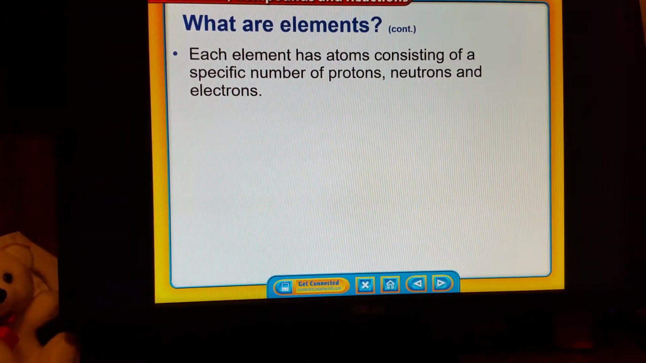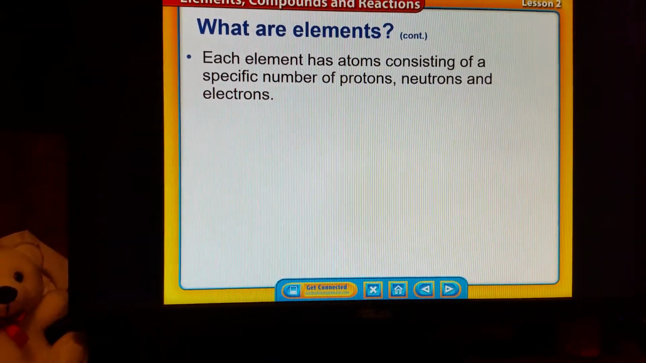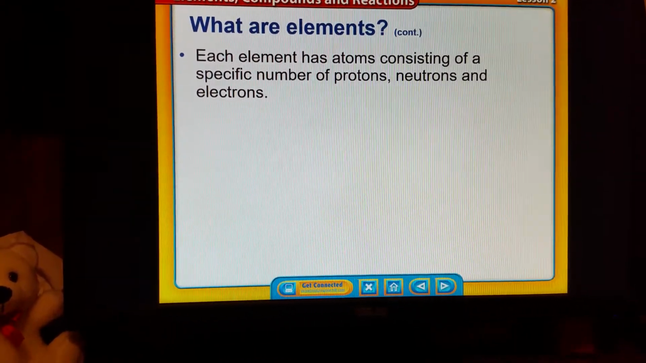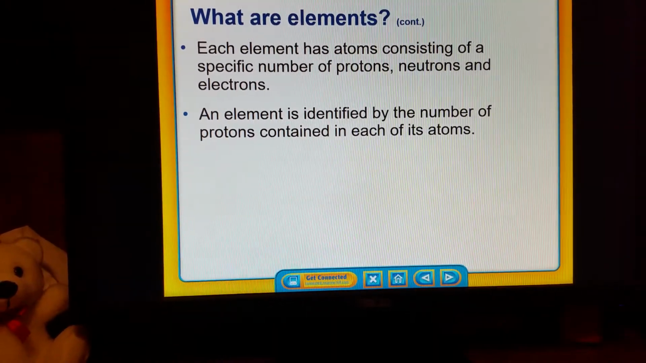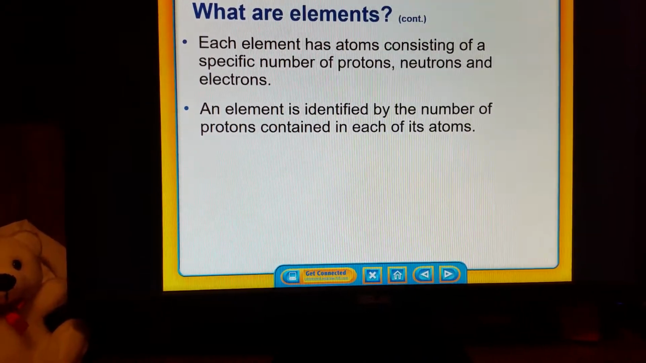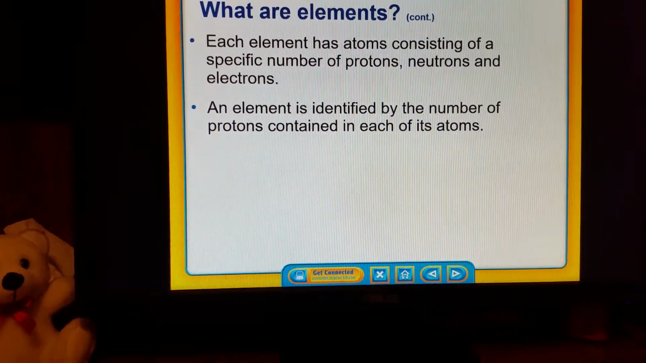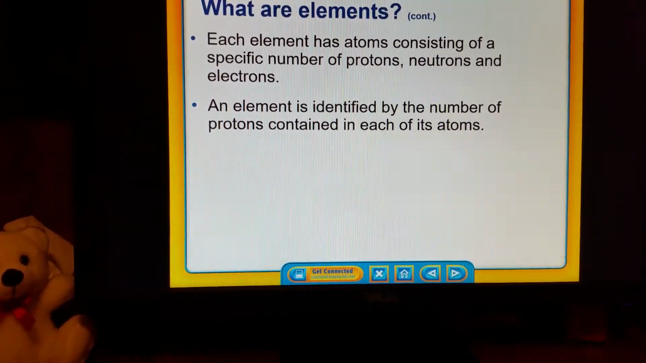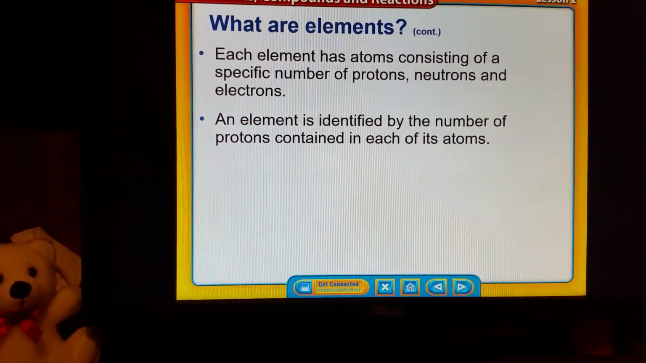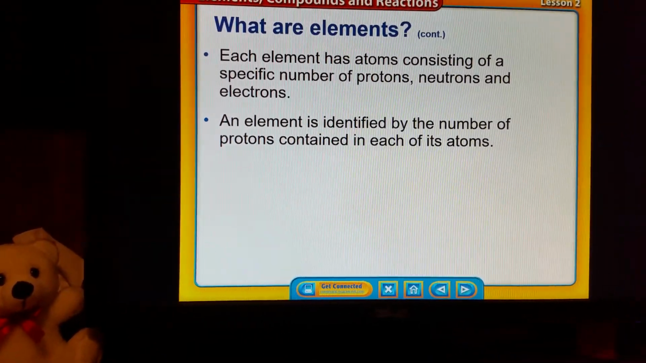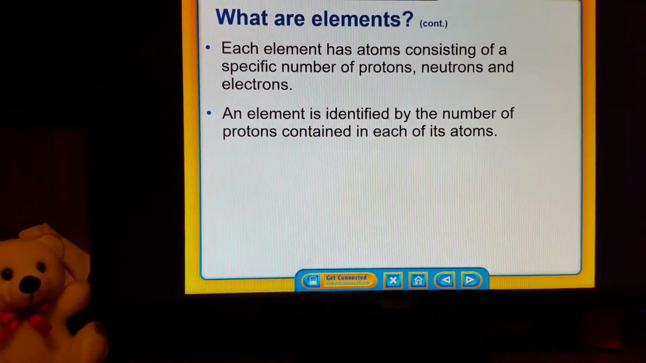Each element has atoms consisting of a specific number of protons, a specific number of neutrons, and a specific number of electrons, boys and girls. An element is identified by the number of protons contained in each of its atoms. For example, if we were to discuss the element hydrogen, we know that there is 1 proton found in that element. So I can recognize hydrogen by the number of protons.